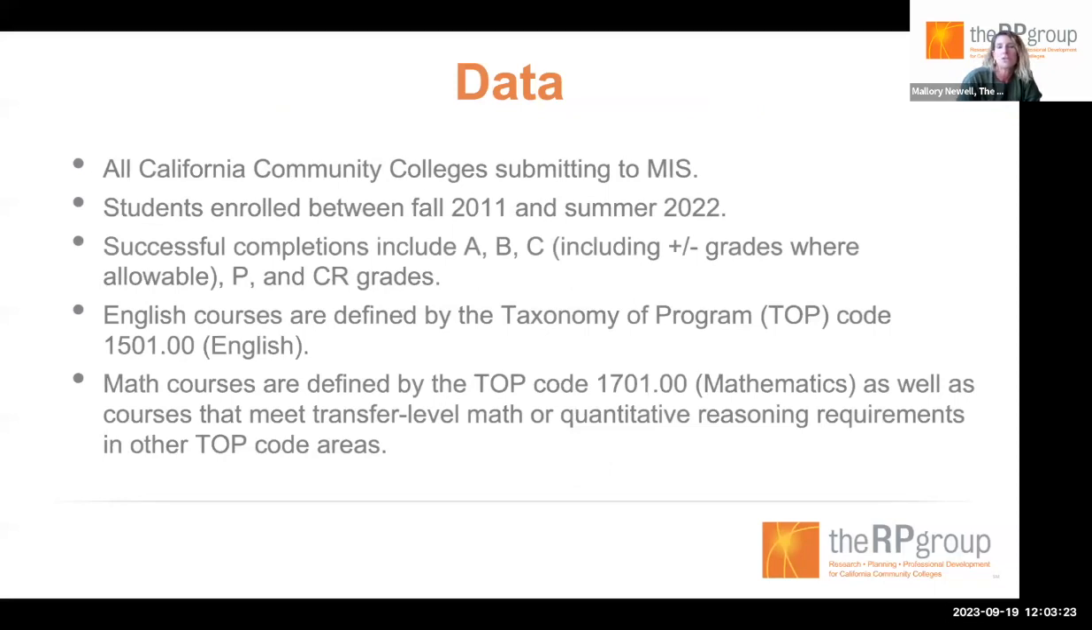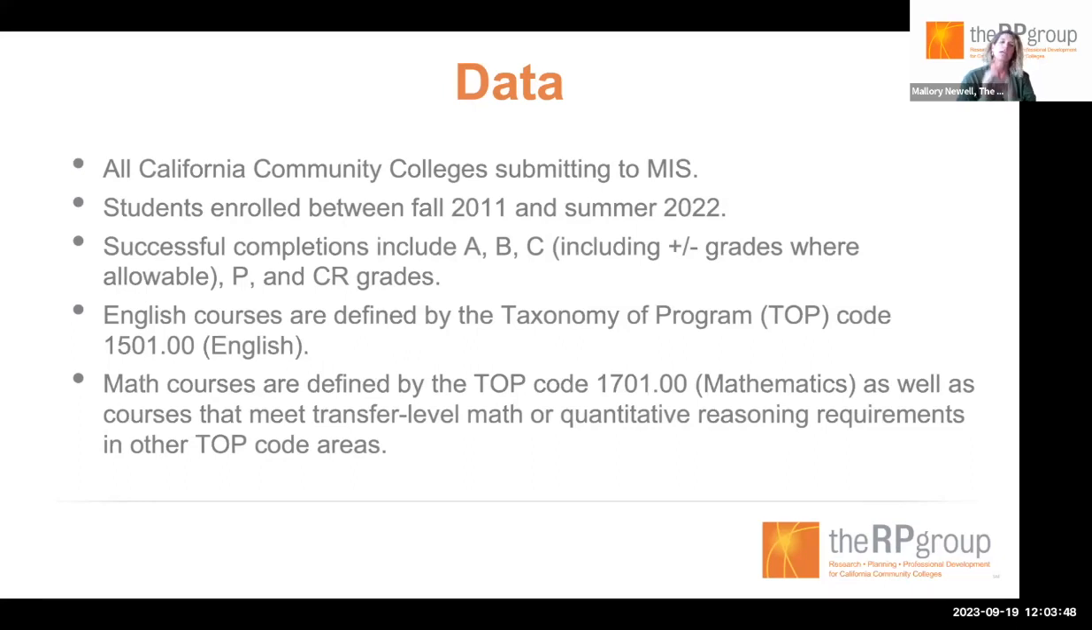The data across all 3 views includes all of the community colleges that submit data to the MIS system. We go back to fall 2011, and then we have data through summer 2022. A successful completion includes students who receive any of the passing grades of A, B, C, P, or CR, and then their corresponding plus and minus grades.